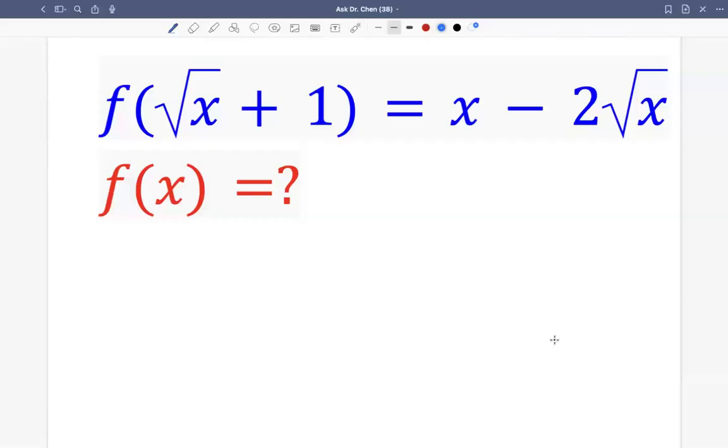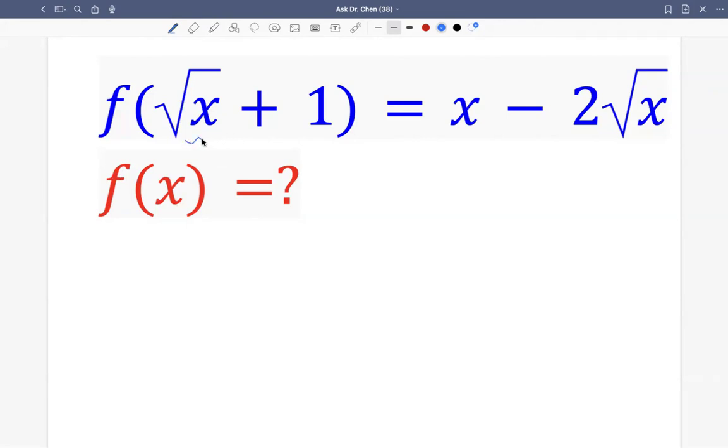Let's see this question. We did a question similar. In that question, we're looking for f of 12. But in this case, we're looking for f of x. So what do we do? We're not looking for a specific value of f at a specific input, so we're looking for a function in general.